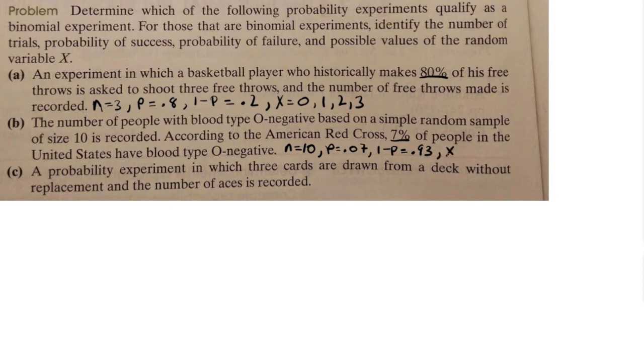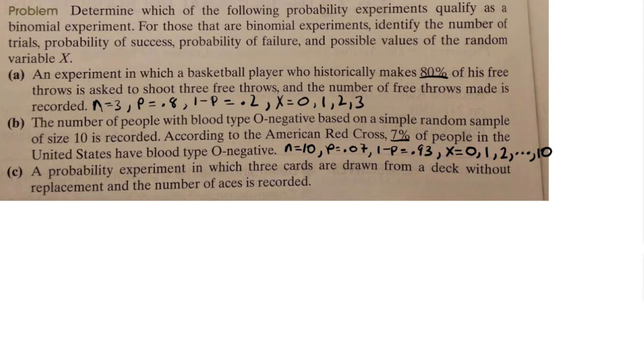And then the possibilities for X, right, I could have no one in the sample be O negative. I could have 1 person in the sample be O negative. I could have 2 people in the sample be O negative, all the way up to all 10 of them being O negative. Okay, so that is definitely a binomial experiment.